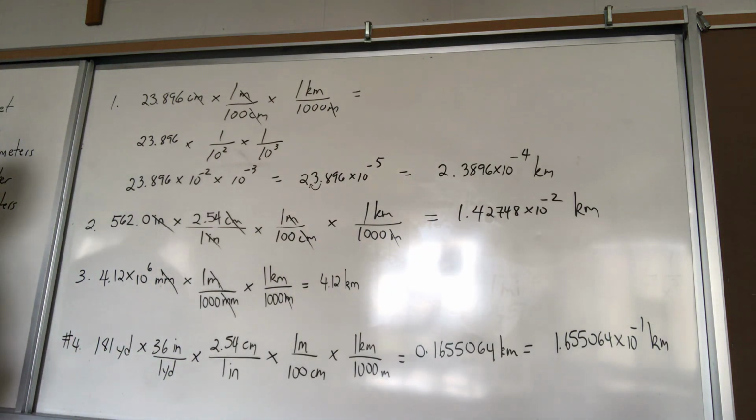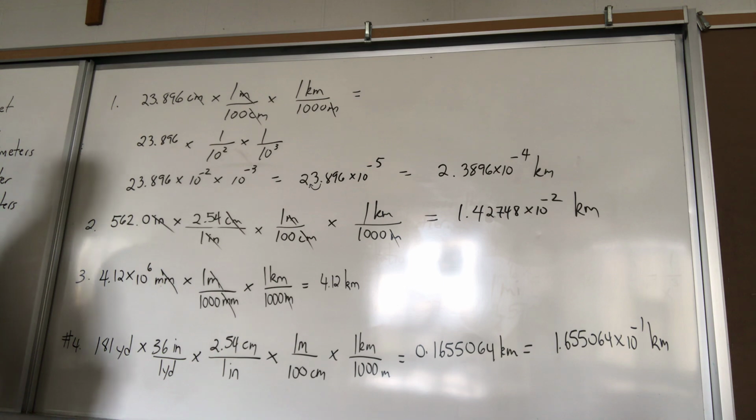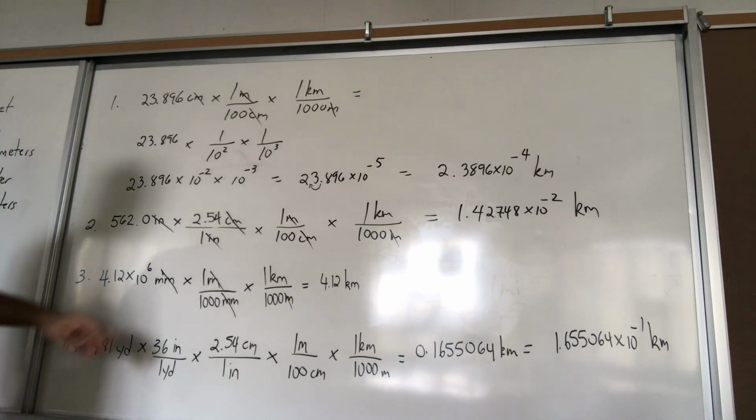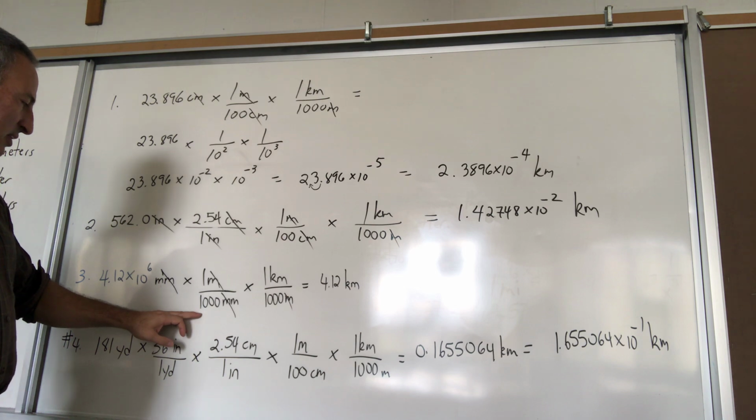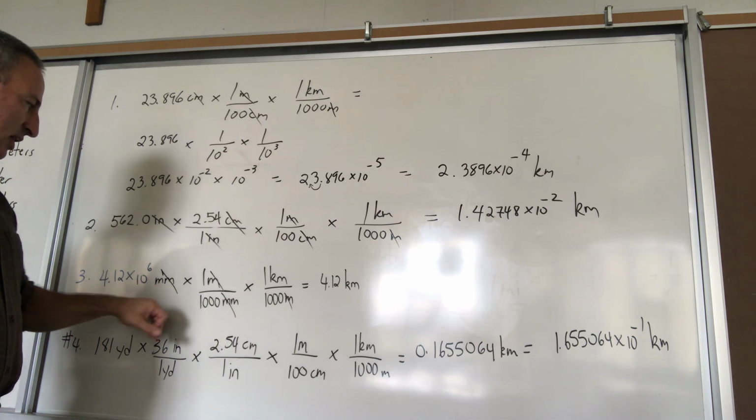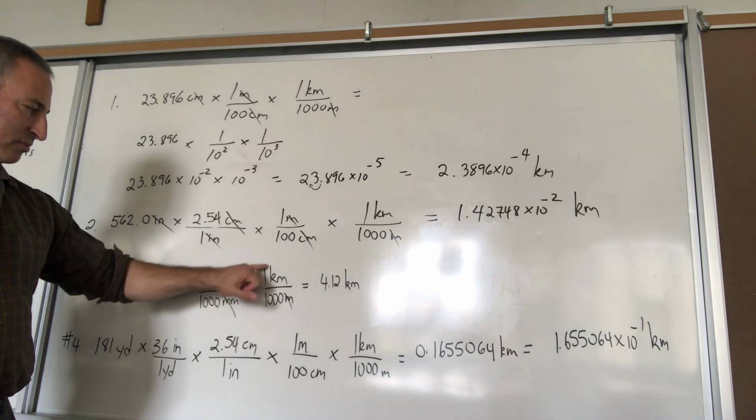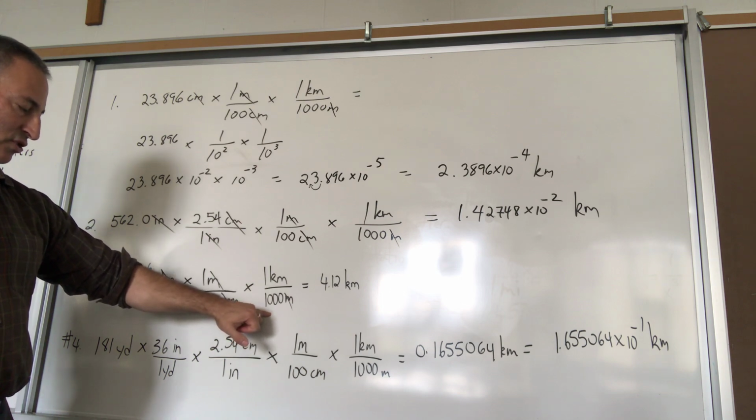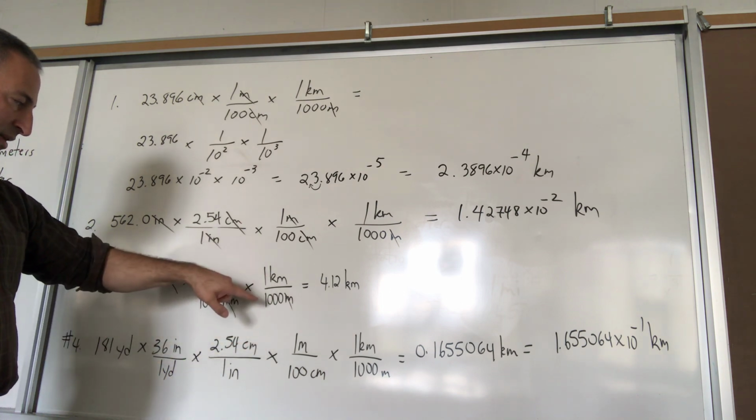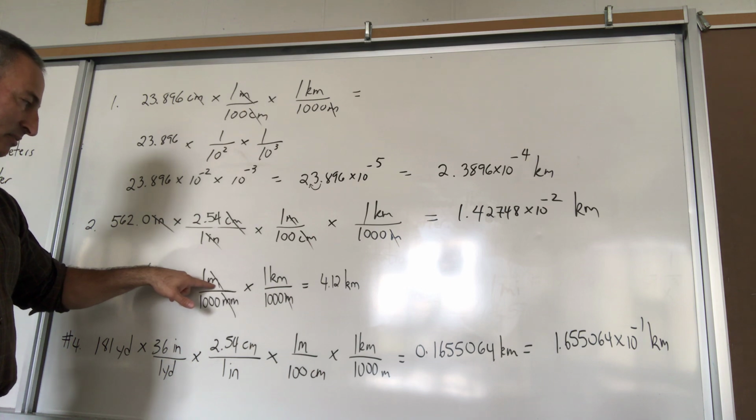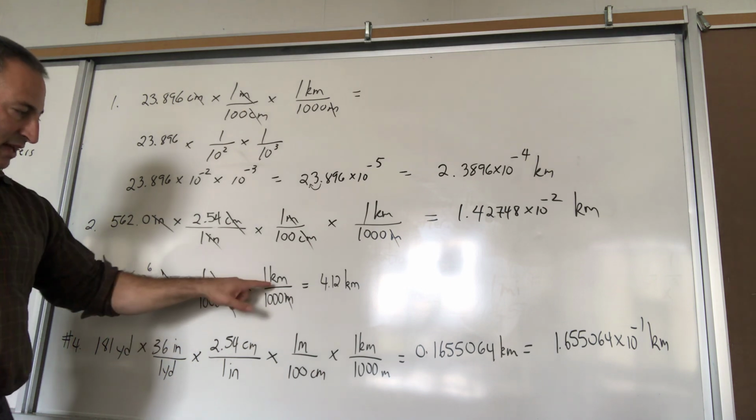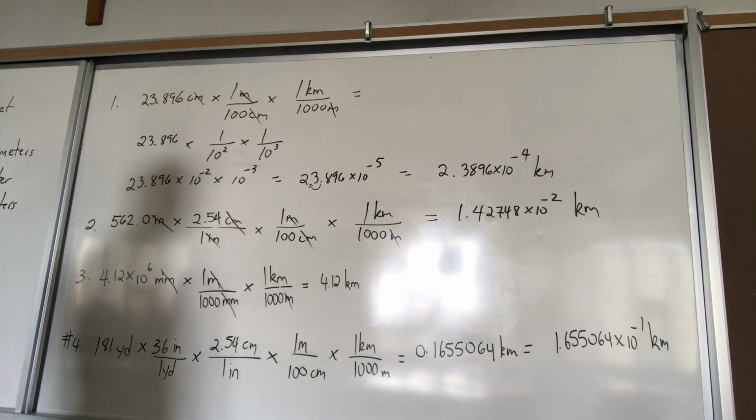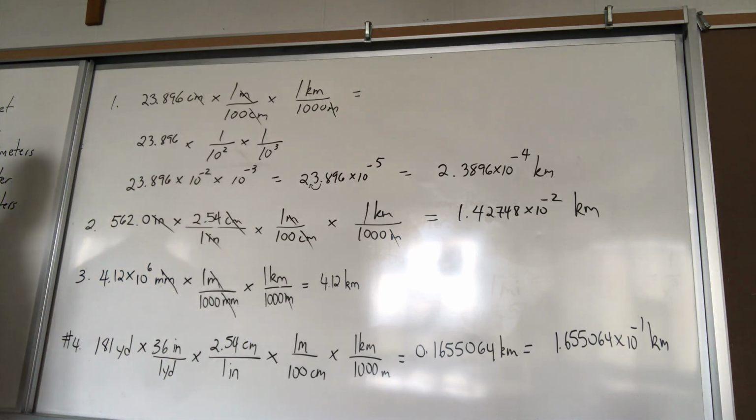Number 3. 4.12 times 10 to the 6 millimeters to be converted into kilometers. So 4 million millimeters, essentially. Convert to meters from millimeters. That allows you to cancel the millimeters. Then to get rid of meters, you use the conversion factor that turns meters into kilometers. Again, put meters in the denominator so that you can cancel meters. All the units end up canceling. You end up with kilometers, and the answer is 4.12 kilometers.